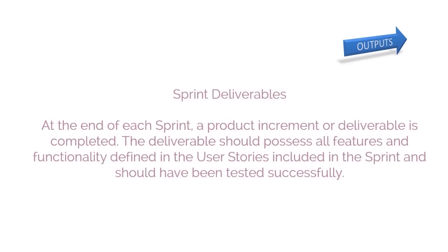Sprint Deliverables is the first output. At the end of each sprint, a product increment or deliverable is completed. The deliverable should possess all features and functionality defined in the user stories included in the sprint and should have been tested successfully.